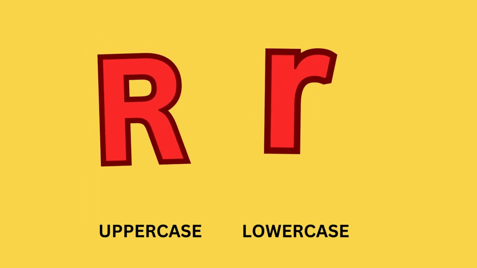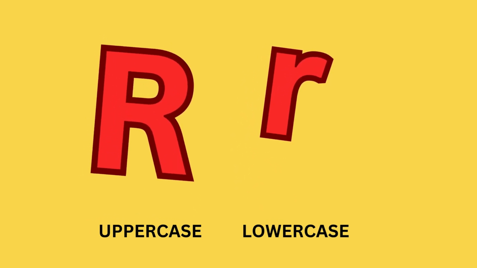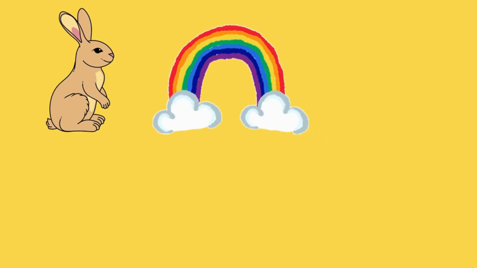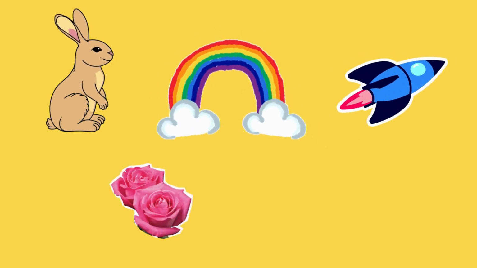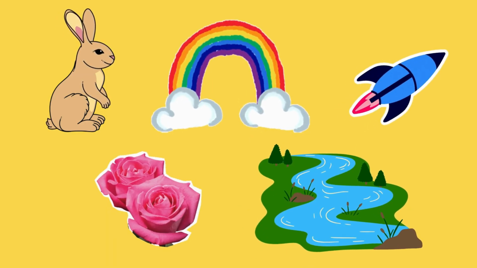R, this is uppercase R, this is lowercase r. R for rabbit, R for rainbow, R for rocket, R for rose, R for river.